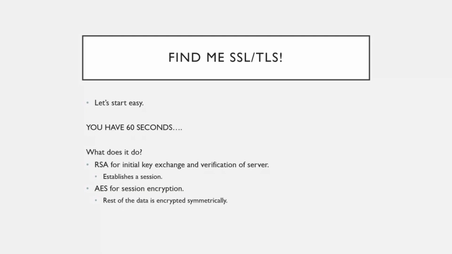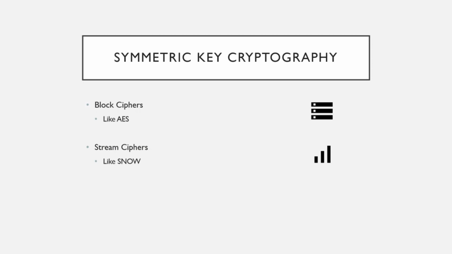But the rest of the traffic actually is encrypted by AES, which, like we said before, is a symmetric key cipher, right? And it's a block cipher, so it's not as quick as a stream cipher, but it's just as good because we're sending packets of information. We're not streaming stuff like on a phone call.